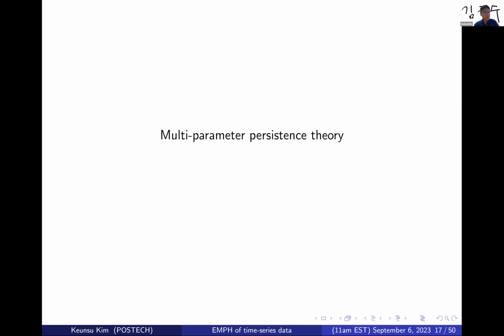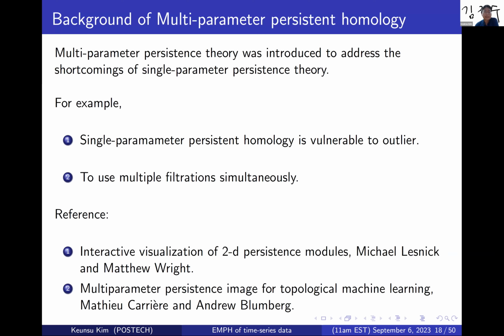I will introduce multi-parameter persistence theory briefly. Multi-parameter persistence theory was introduced to address shortcomings of single parameter persistence theory. For example, single parameter persistent homology is vulnerable to outliers. It has a stability theorem, so it is stable under small perturbation, but it is vulnerable to outliers.